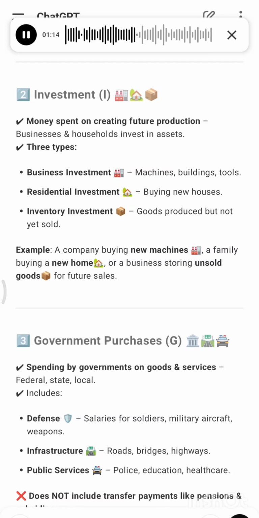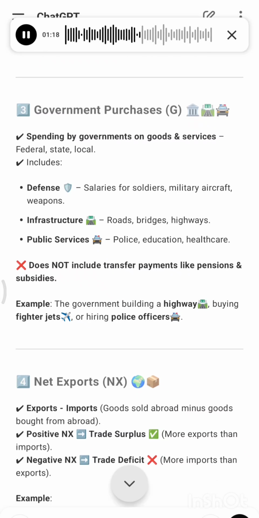3. Government purchases, G. Spending by governments on goods and services: federal, state, local. Includes defense, salaries for soldiers, military aircraft, weapons; infrastructure, roads, bridges, highways; public services, police, education, healthcare. Does not include transfer payments like pensions and subsidies. Example: the government building a highway, buying fighter jets, or hiring police officers.